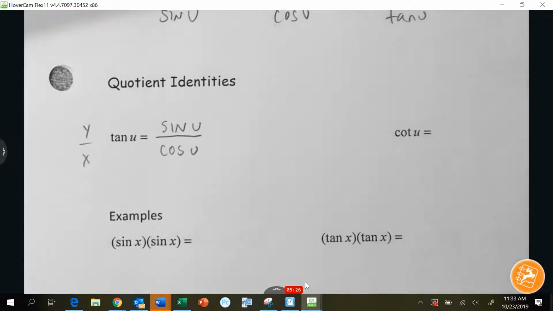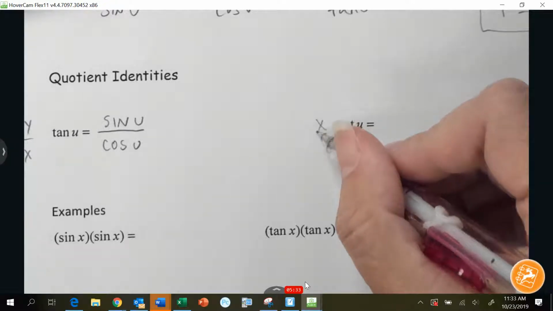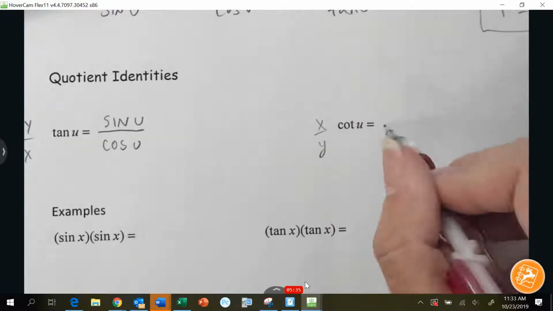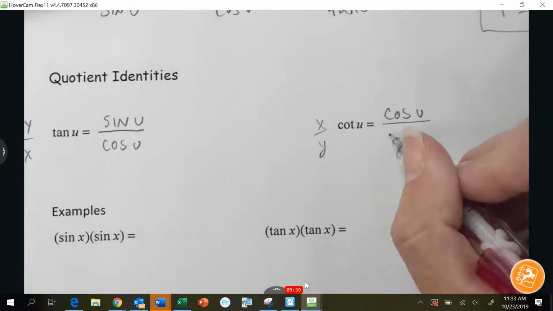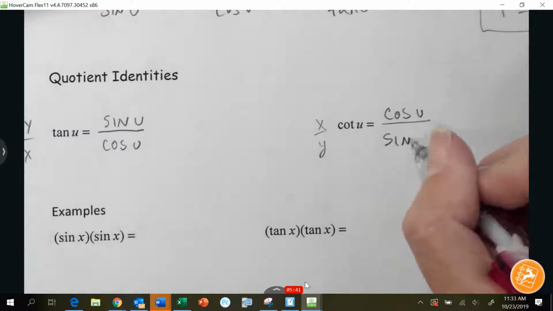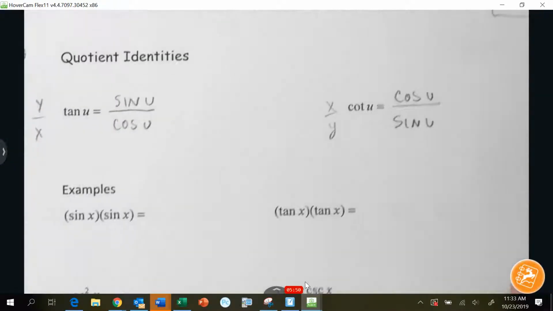Okay? How about cotangent u? What's cotangent normally? Cotangent is x over y. So what's x? Cosine u over sine u. So these are equivalent. So those are the quotient identities.